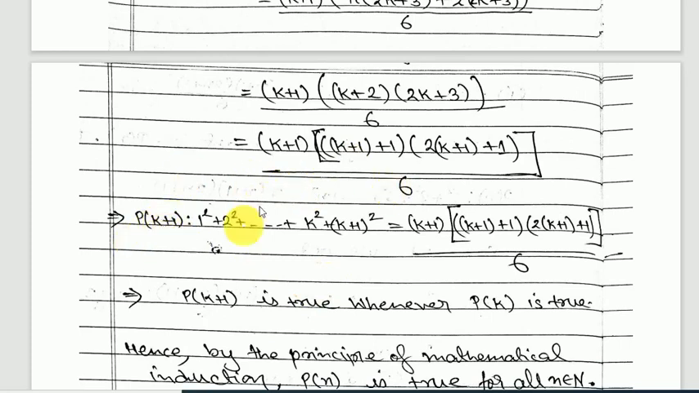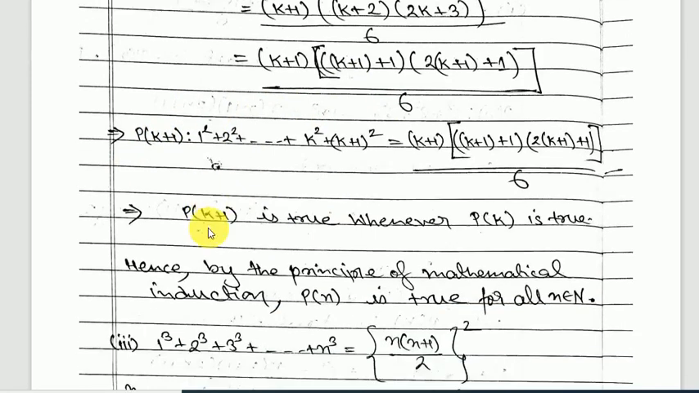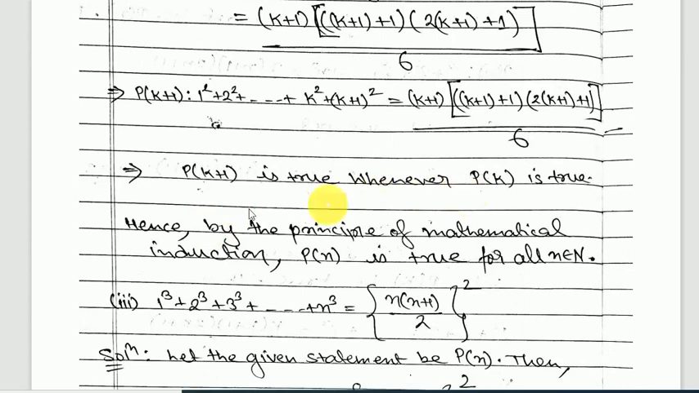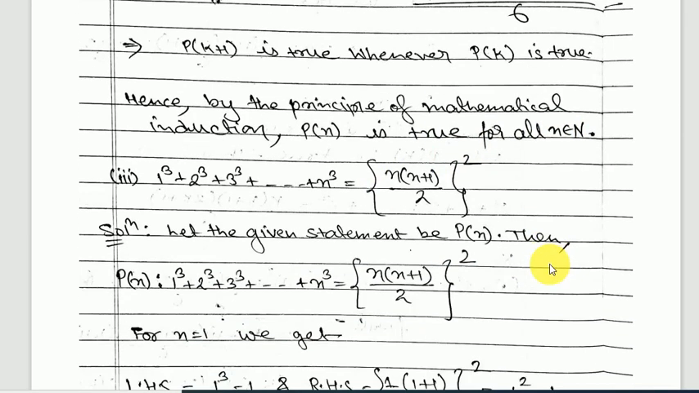That means this is a statement for K plus 1, and this statement is true whenever you assume that the statement is true for K. So hence, by the principle of mathematical induction, your Pn, the given statement, the question that they had given to us, is true for all n belonging to natural numbers. Done. Now let us see the next.